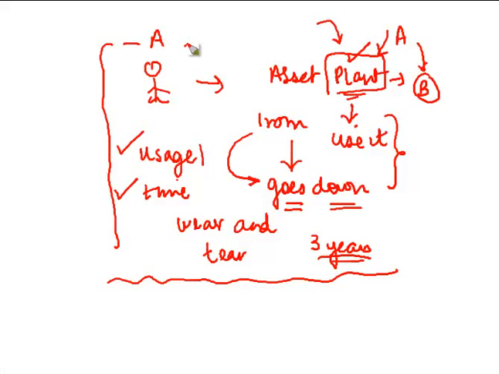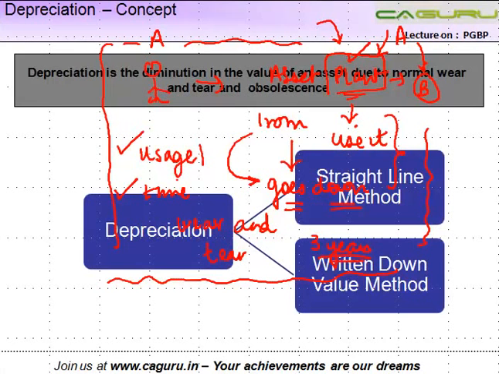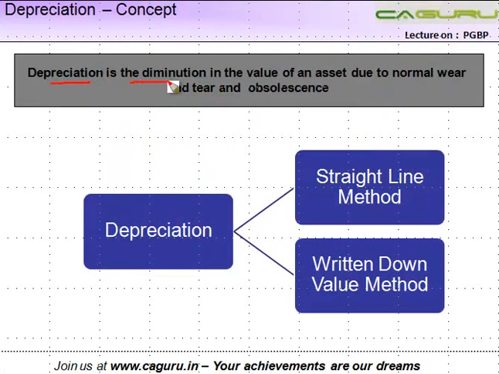Okay? Although even that can also be allowed as a deduction. You can write off the value of the plant and machinery if it is not useful, or you sell it and book a loss on that. Okay? But what we are talking about in depreciation is only the wear and tear. Right? So depreciation is the diminution. Diminution means reduction in the value of an asset due to normal wear and tear and obsolescence. Okay, as you keep on using it, as the time keeps on passing by, the reduction that happens in the value of an asset is known as depreciation.